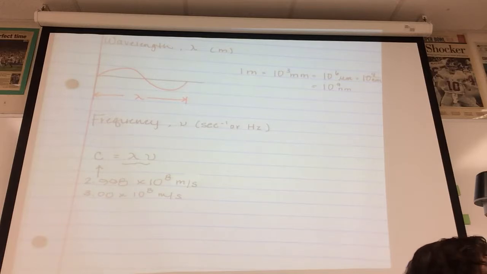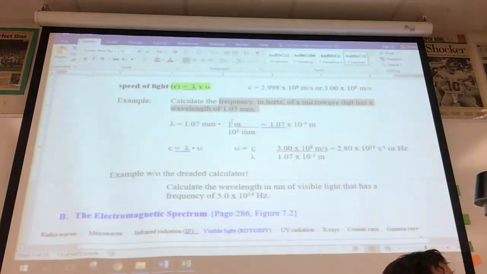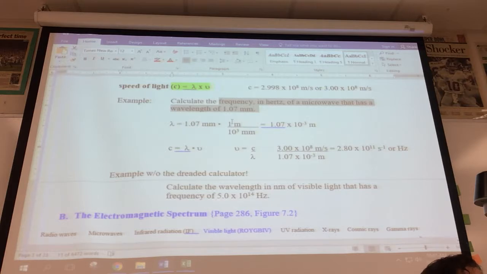The first example is given. I'll walk through with you, and then I'll do the second one. In your notes it says times. I tried to put that little star in because some of the kids were confused with the X. It says calculate the frequency in hertz of a microwave that has a wavelength of 1.07 millimeters. First thing you want to do is convert millimeters to meters. Just divide it by 10 to the 3rd millimeters. I gave you this conversion. You've got to know it.